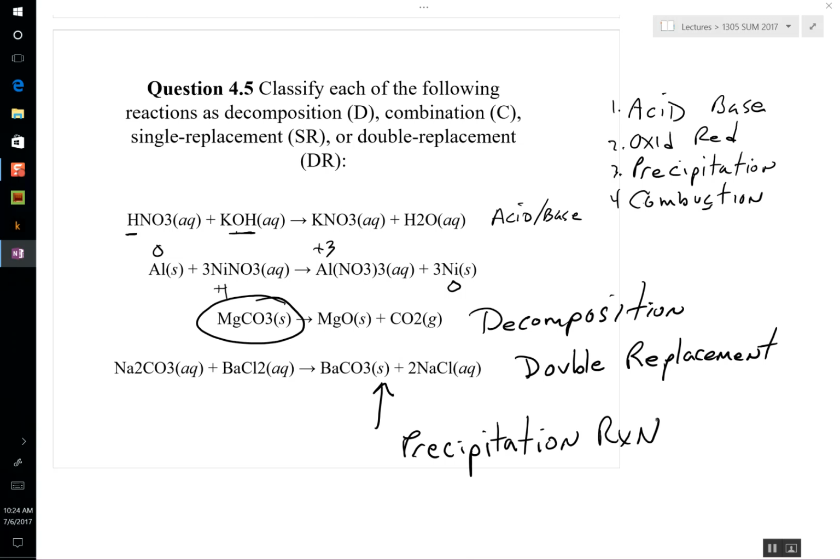Okay, so that's a kind of little fill. Yes. If you have a solid on one side and then you have a solid on the other side, is it still considered a precipitation, or do they both have to be aqueous on one side? Yeah, they both be aqueous on one side, and you're forming a precipitate. Oh, okay. So the precipitate's always coming out in the product.